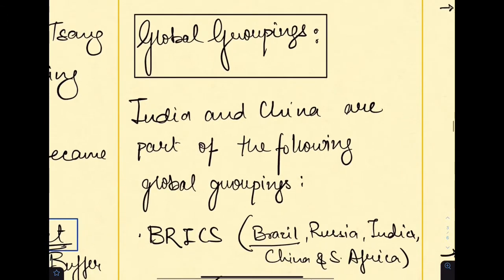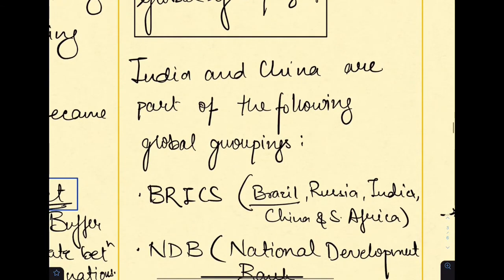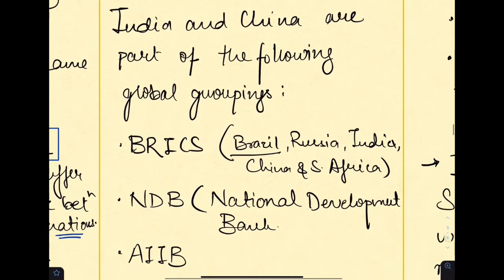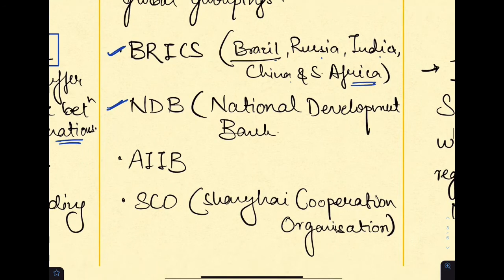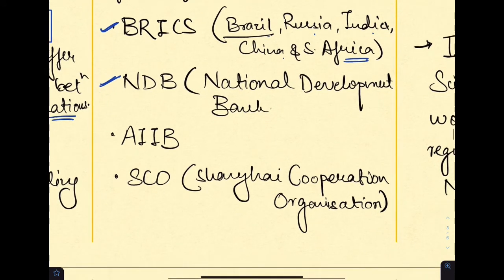Global groupings. So global groupings that India and China both are part of. First one is BRICS, of course. It's in the name: Brazil, Russia, India, China, and South Africa. So both India and China are part of BRICS. Then there is NDB, New Development Bank, AIIB, Asian Infrastructure Investment Bank, and then there is SCO.